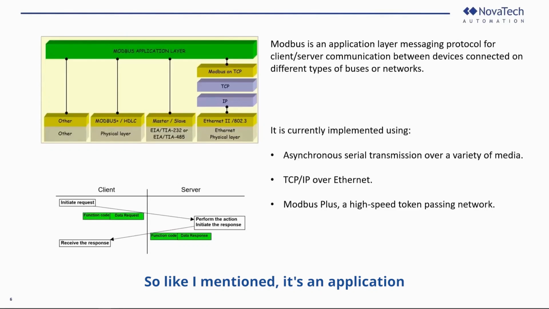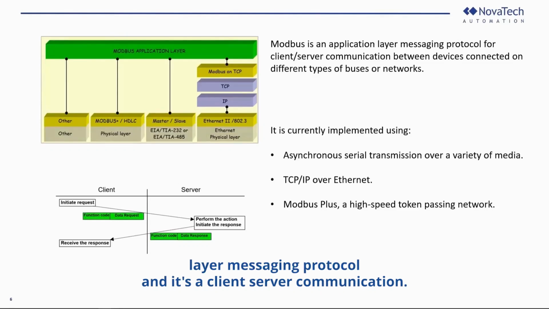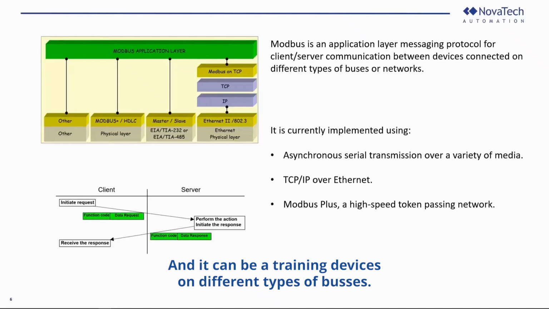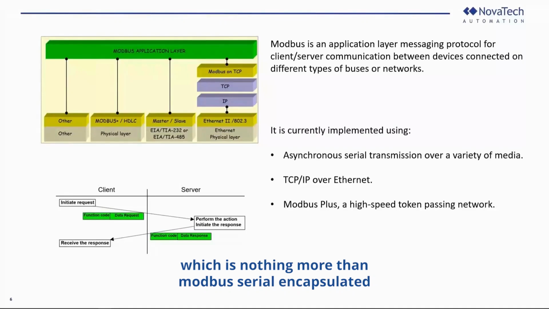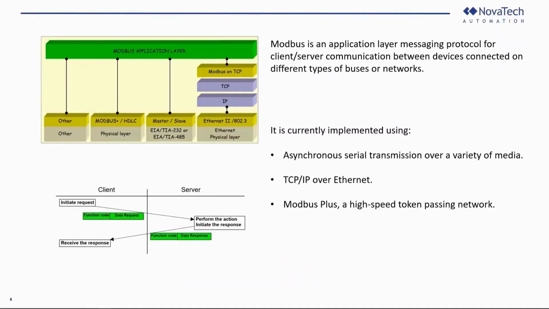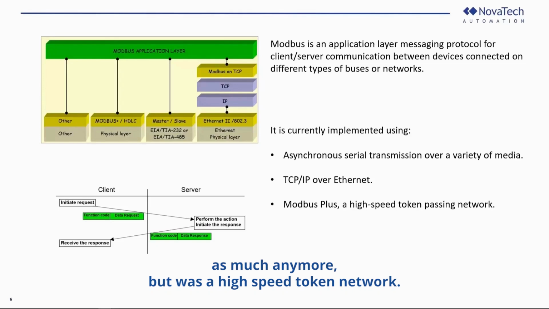So like I mentioned, it's an application layer messaging protocol, and it's a client-server communication. And it can be between devices on different types of buses. So say a serial bus, could be a RS-232 or 485, TCP/IP. So ModBus TCP over Ethernet, which is nothing more than ModBus serial encapsulated in that TCP. And then there's ModBus Plus, not used as much anymore, but was a high-speed token network.